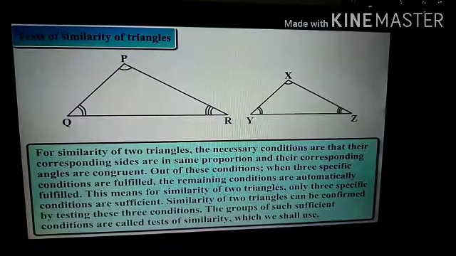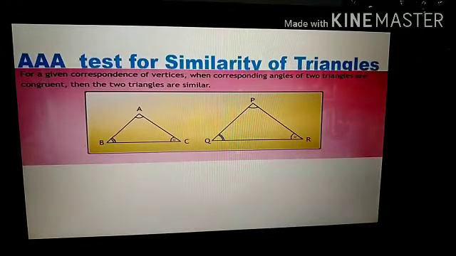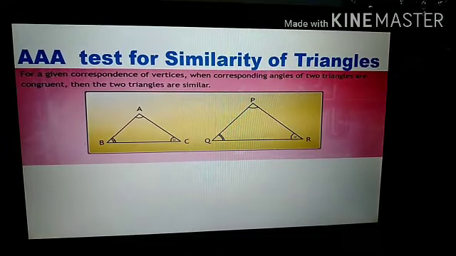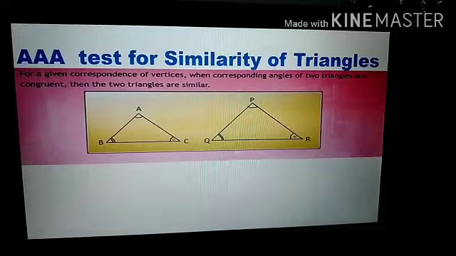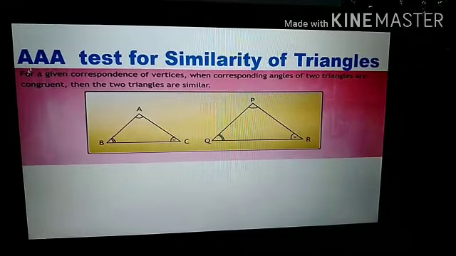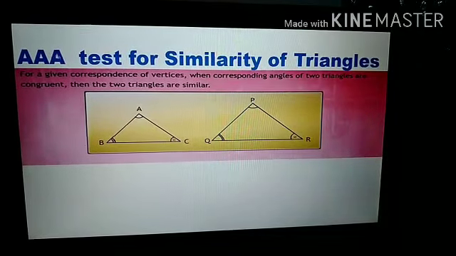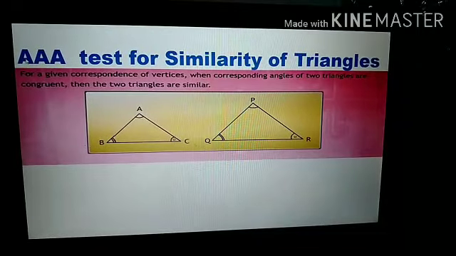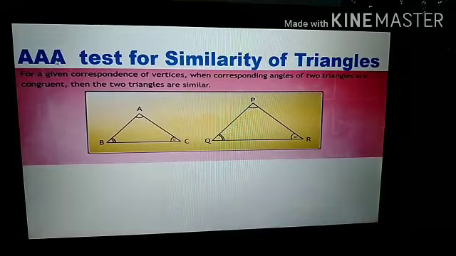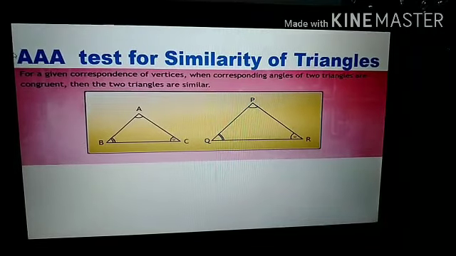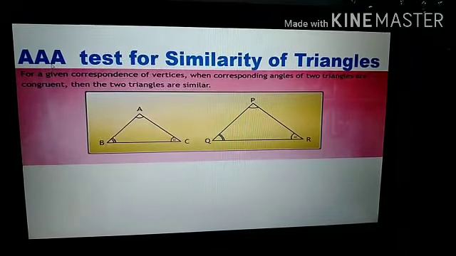So the first condition is the AAA test for similarity of triangles. Now what does A indicate? Here A represents angle. Each letter A represents a particular angle. So here we have three A's written.